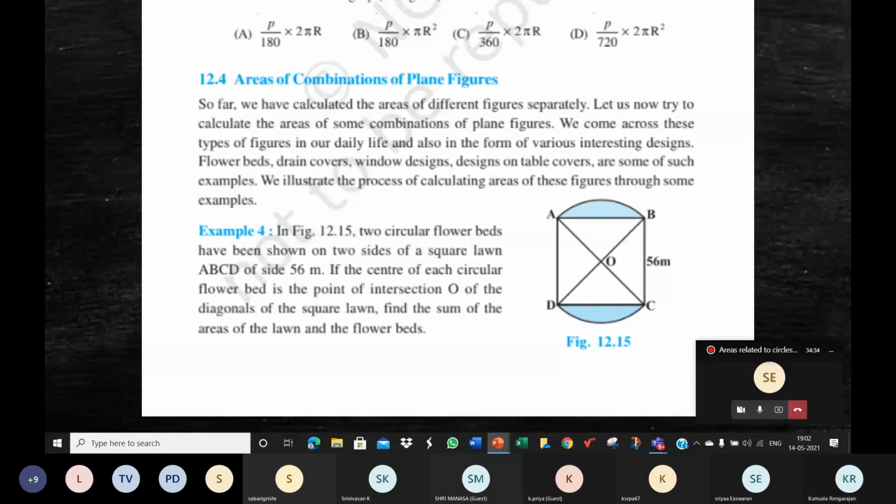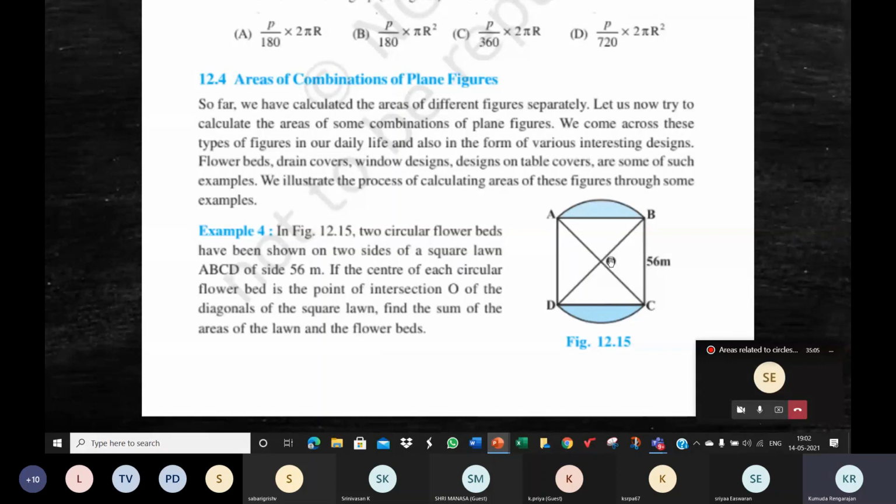In other words, you'll have to find the area of this entire figure here, because this one is the lawn. ABCD is the lawn, and these are the flower beds. So you should find the sum of the areas of the lawn and the flower beds. That means this full area, whatever you see here, this complete area you'll have to find. So you're going to work this answer, children. I'm just going to tell you how the answer goes.